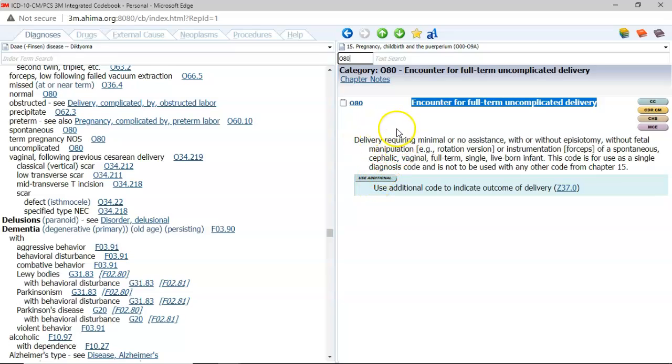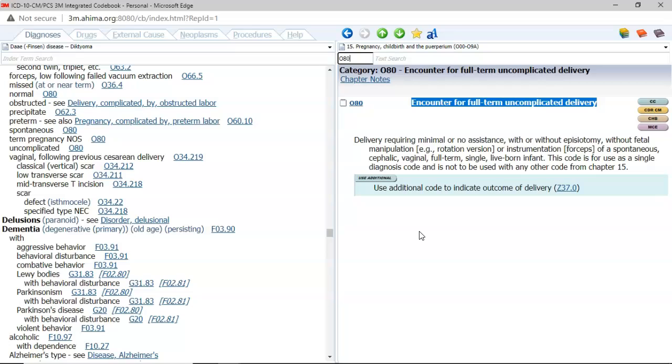And it tells us here in the tabular that this is a delivery that requires minimal or no assistance. The procedure code that we use with O80 is the procedure code for a manually assisted delivery, and that's it. Any other procedure code other than episiotomy, you would not be using code O80. We can have an episiotomy, but we cannot have an extension of the episiotomy, or we cannot have any tears. If we do, then we're not at this code.